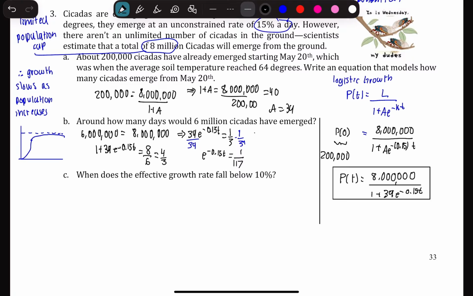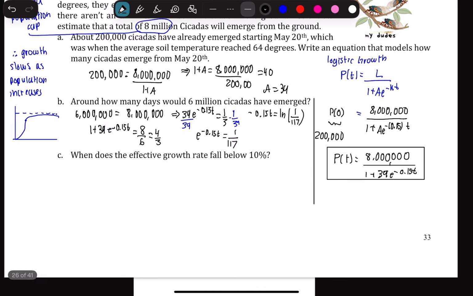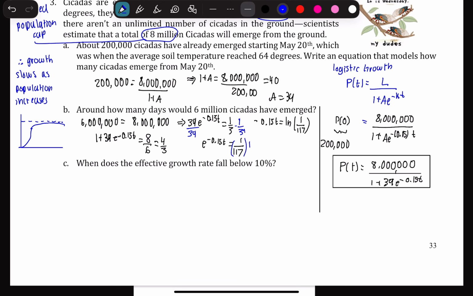So we have negative 0.15t is equal to ln of 1 over 117. And we get this by taking ln of both sides. And when you take ln of e, that cancels out e. And that's how you get that. So then just computing this, we get t is equal to 31.8.